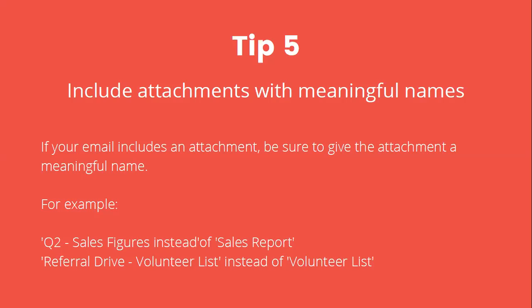What that will do is when the reader downloads this, it'll be easy for them to find it as well. Another example here is instead of saying volunteer list, say referral drive volunteer list. So it is very specific. In fact, I have received so many emails where sometimes the attachment just says book1.xls or doc1.doc, and I think that makes it really difficult for the reader to later on go back to that information if they have to.